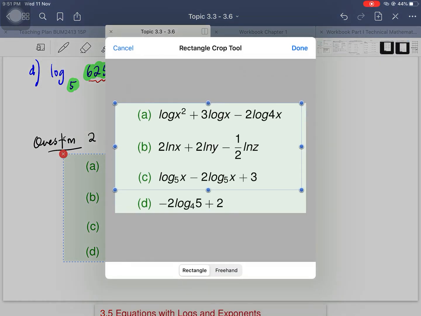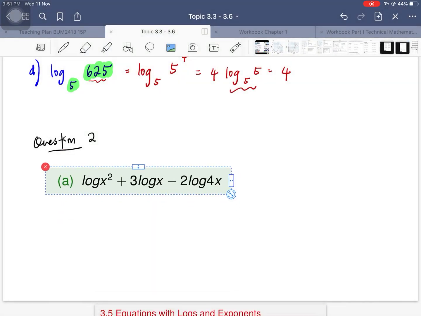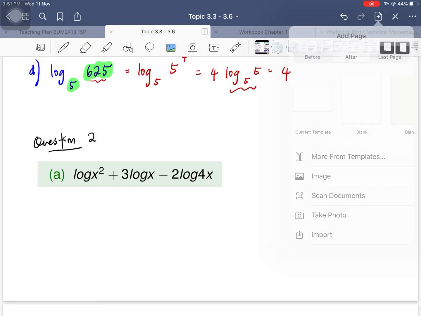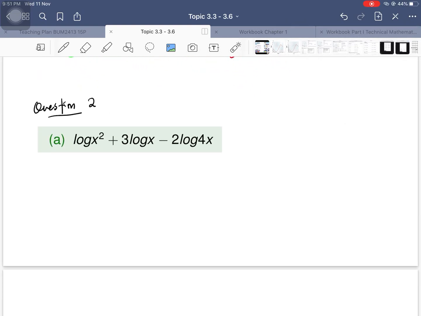I have another idea, because I don't want to keep going up and down, because I am afraid that you will get dizzy by watching me scrolling up and down the slide. So let me do this instead. Okay, so that's our question number 2.